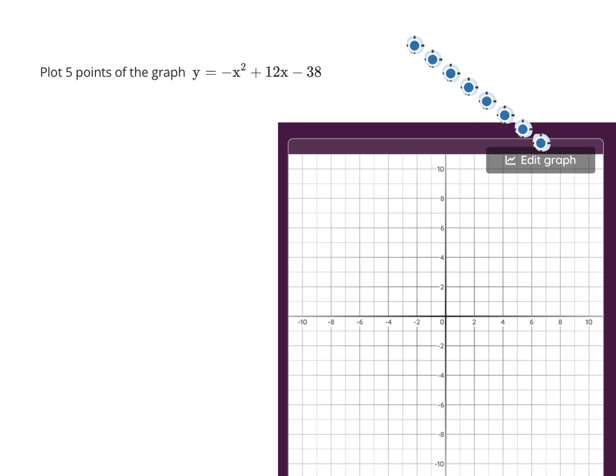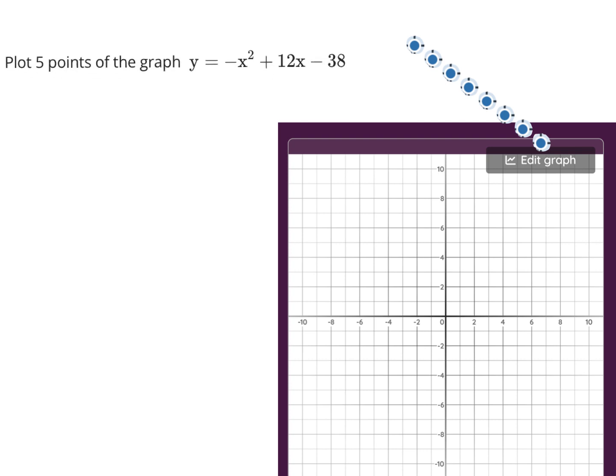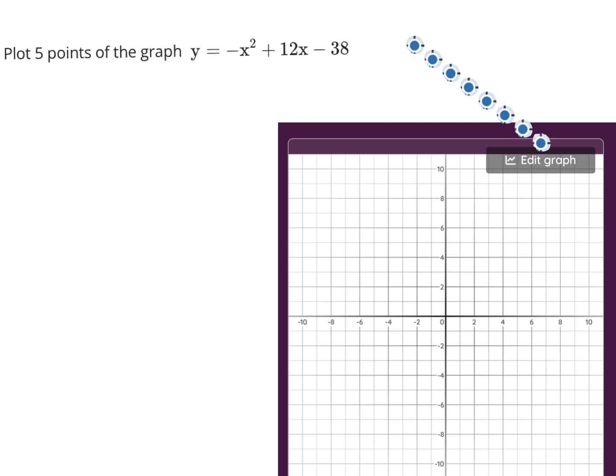So it says plot 5 points of the graph, and it gives you this quadratic trinomial equation. So anytime you have your parabola equation, you want to first start graphing it by finding the vertex. The vertex is a location. It's the most important point of a parabola. It's either the highest point or the lowest point, depending on if it opens up or down. The a value is negative, so it's opening down. This vertex location will be a maximum value.